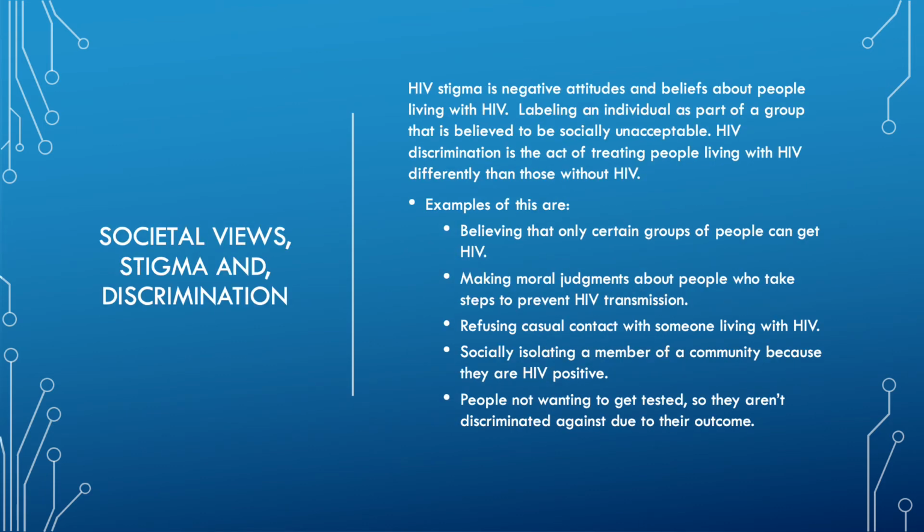Societal views, stigma, and discrimination. HIV stigma is negative attitudes and beliefs about people living with HIV, labeling an individual as part of a group that is believed to be socially unacceptable. HIV discrimination is the act of treating people living with HIV differently than those without. Examples of this are believing that only certain groups of people can get HIV, making moral judgments about people who take steps to prevent HIV transmission, refusing casual contact with someone living with HIV, socially isolating a member of the community because they are HIV positive, and people not wanting to get tested so they aren't discriminated against due to their outcome.